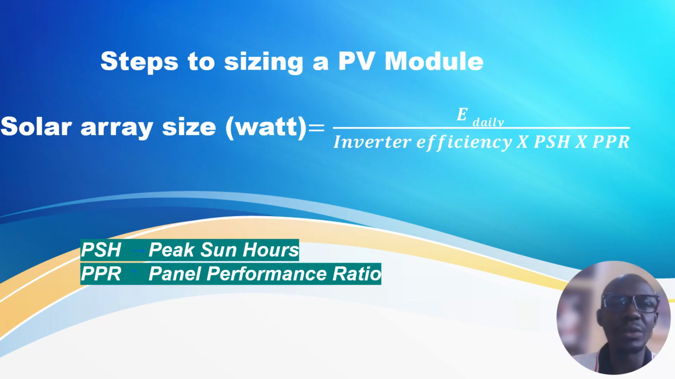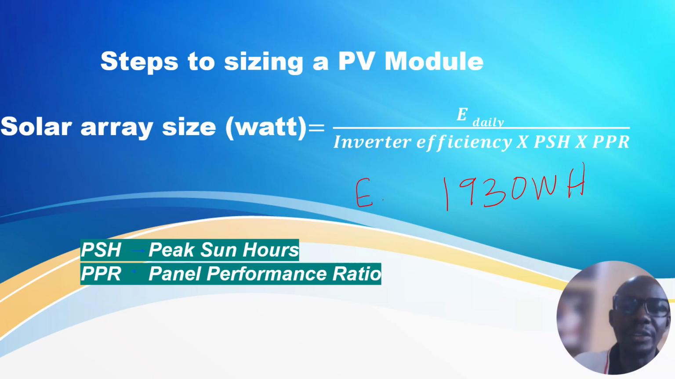Now, these are the steps to sizing a PV module. This is the formula we will be using, and that's our solar array size is equal to the E daily, that is the average energy daily, over inverter efficiency times PSH and times PPR. Remember that in the first table, we got our total energy daily to be 1930 watt hour. That is our E daily.